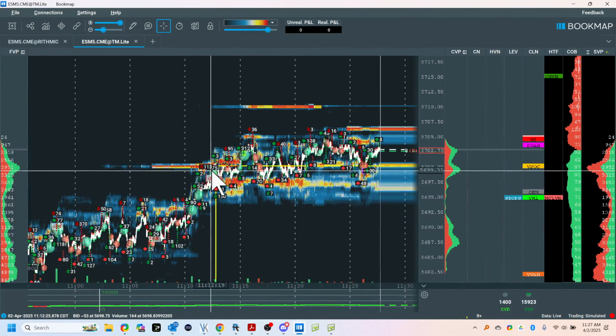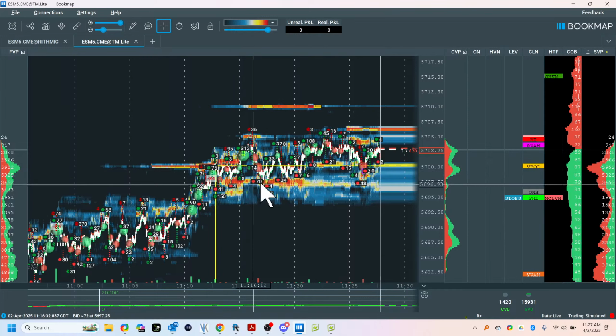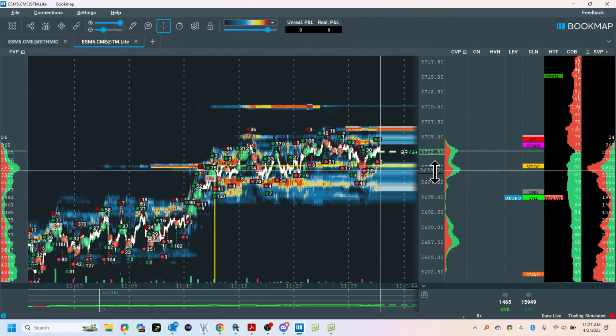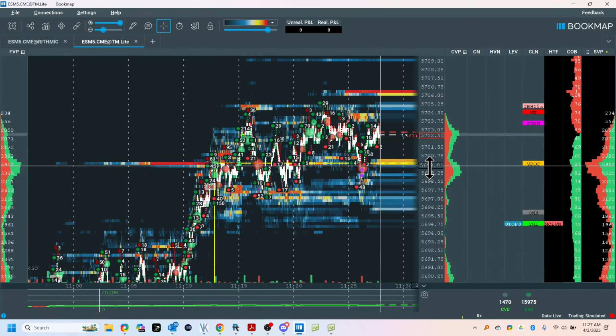Where's the outside edge? Is it there? Is it there? Is it here? Let's talk about what is here. Let's see if we can make some sense out of this.